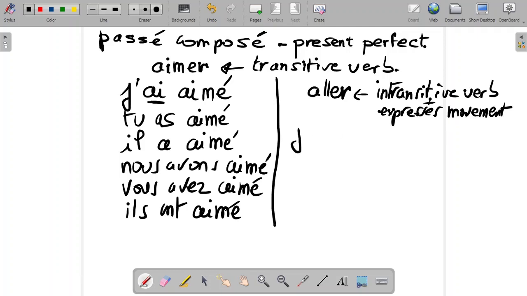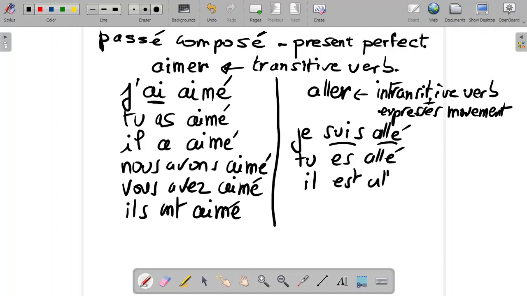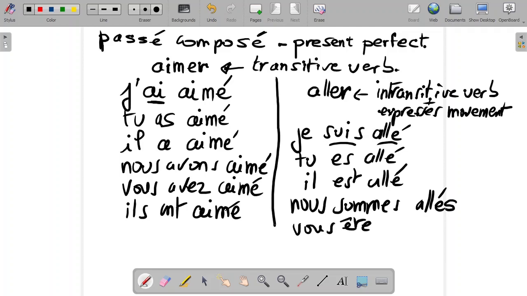So aller, c'est je suis allé. So suis is a present of être. Allé is the past participle of aller, to go. So, je suis allé, tu es allé, il, elle est allé, nous sommes allés, vous êtes allés. Et ils sont allés.